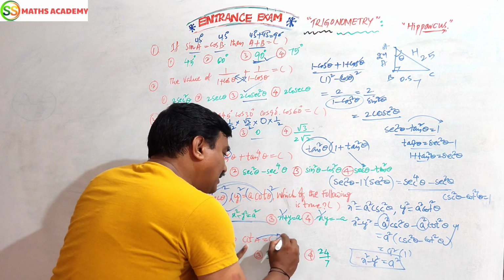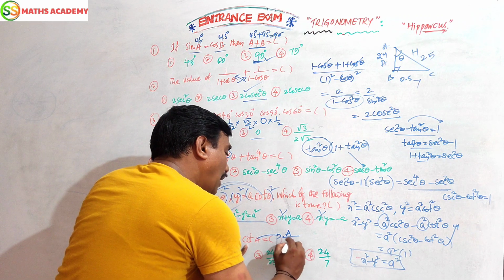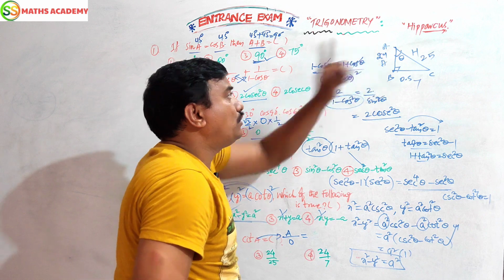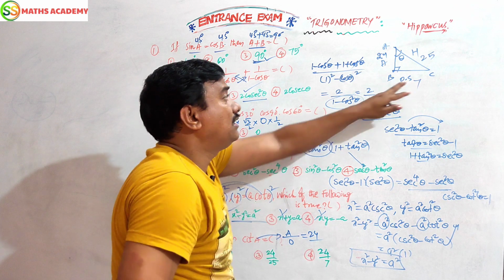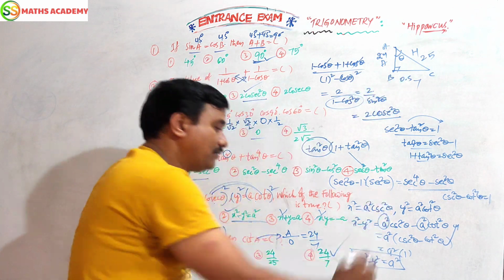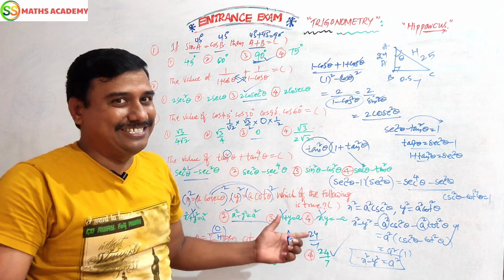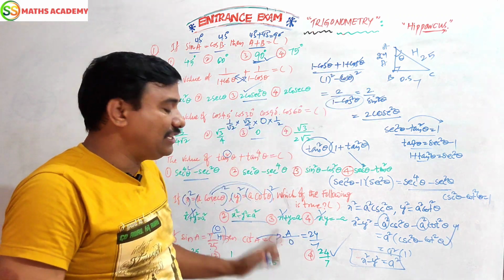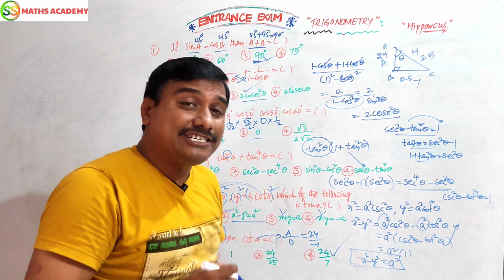What about cot theta? Cot theta is nothing but adjacent side by opposite side. What about the adjacent side? 24. What is the opposite side? 7. So 24 by 7. This is the answer. How easy is it? You know the diagram, then everything will be easy. Now let us see one more interesting question.